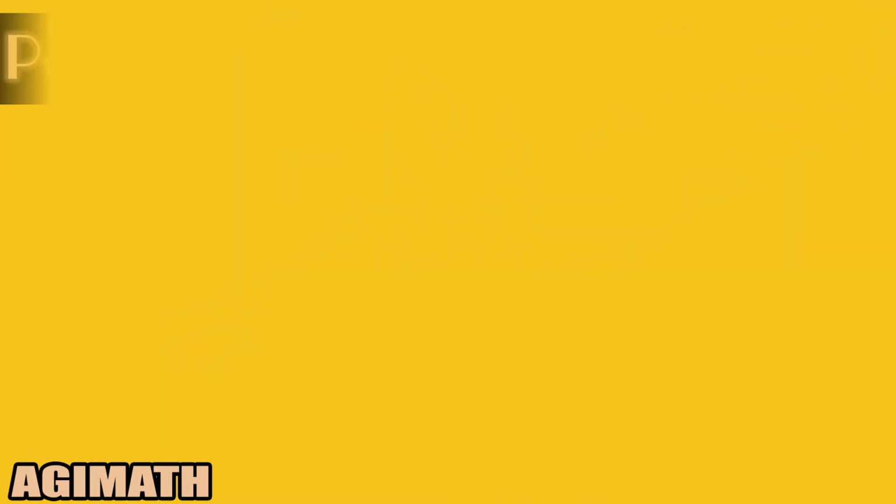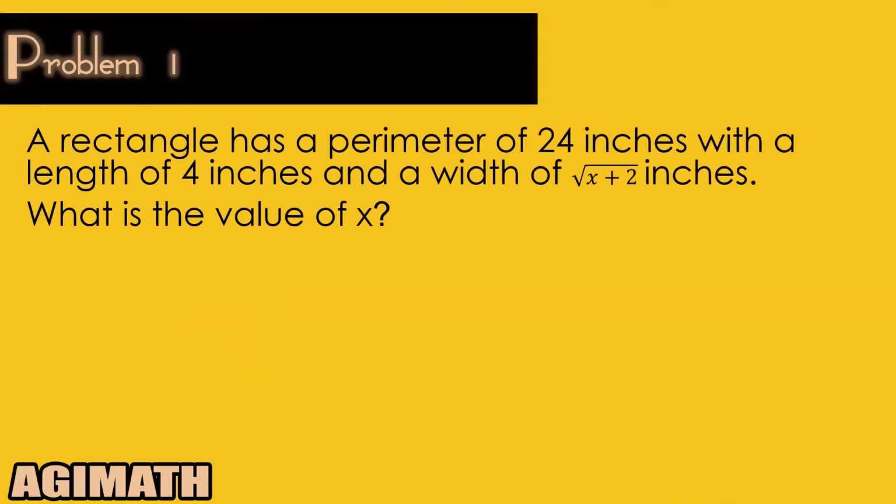Okay, let's have problem number 1. A rectangle has a perimeter of 24 inches with a length of 4 inches and a width of square root of x plus 2 inches. What is the value of x?